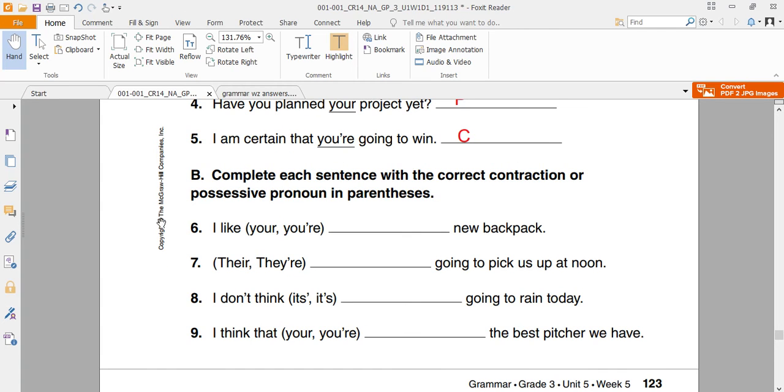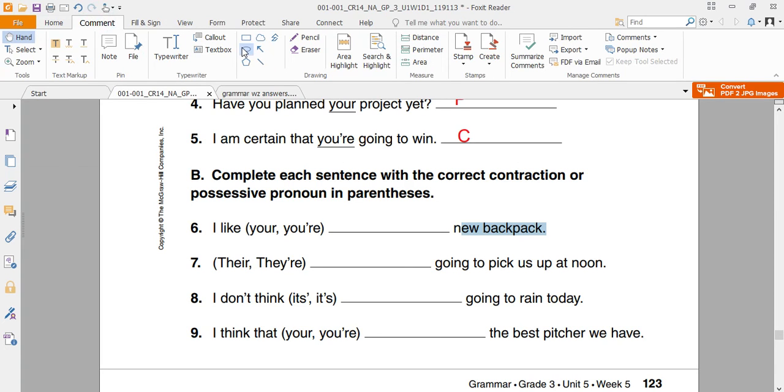Number 1. I like your new backpack. Which one? So we have a backpack. This means you have this bag. So this means "your" without an apostrophe. This means it is for you. So we choose "your."